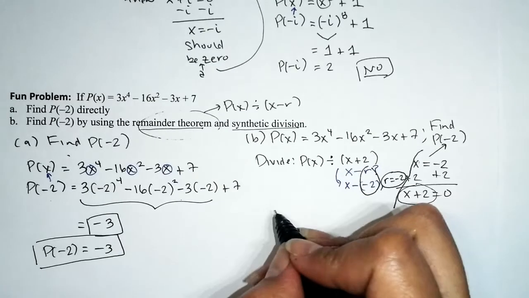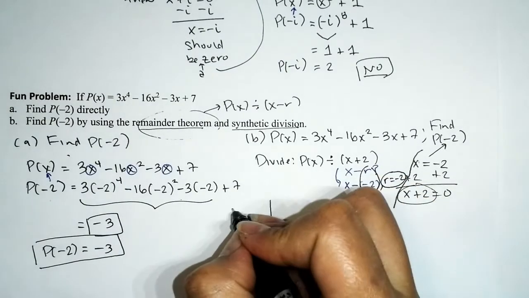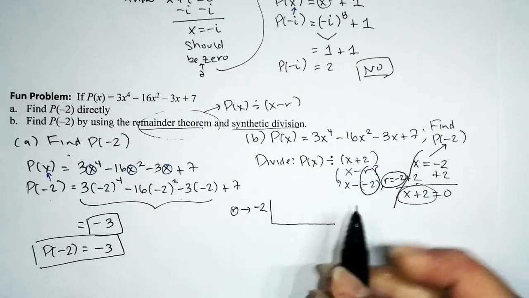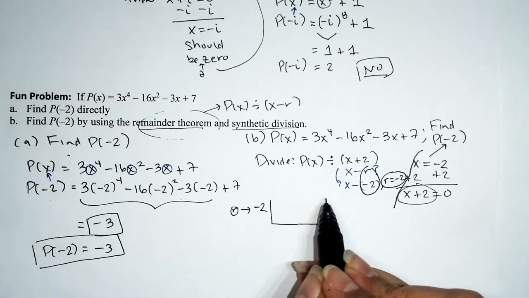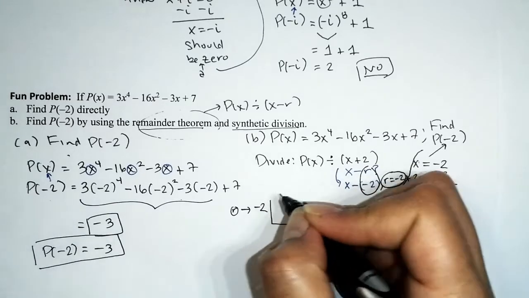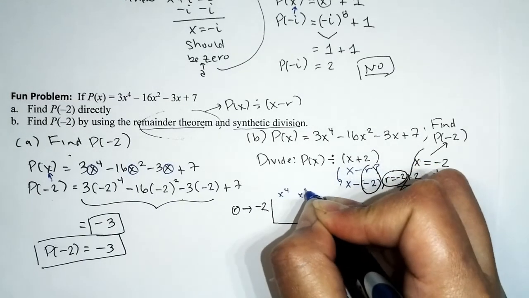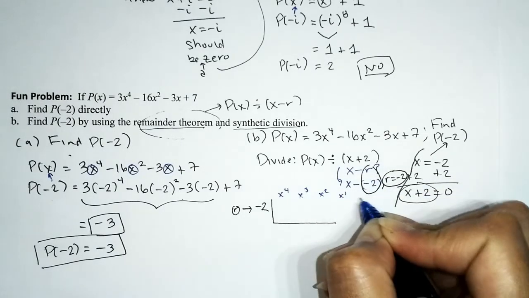Okay, so let's prep this up for synthetic division. Outside the division box, we're gonna put the value of r. The value of r is -2, and then inside the division box, we're gonna put the coefficients of the polynomial. The degree is 4, so we should have an x to the 4th, x to the 3rd, x to the 2nd, x to the 1st, constant.